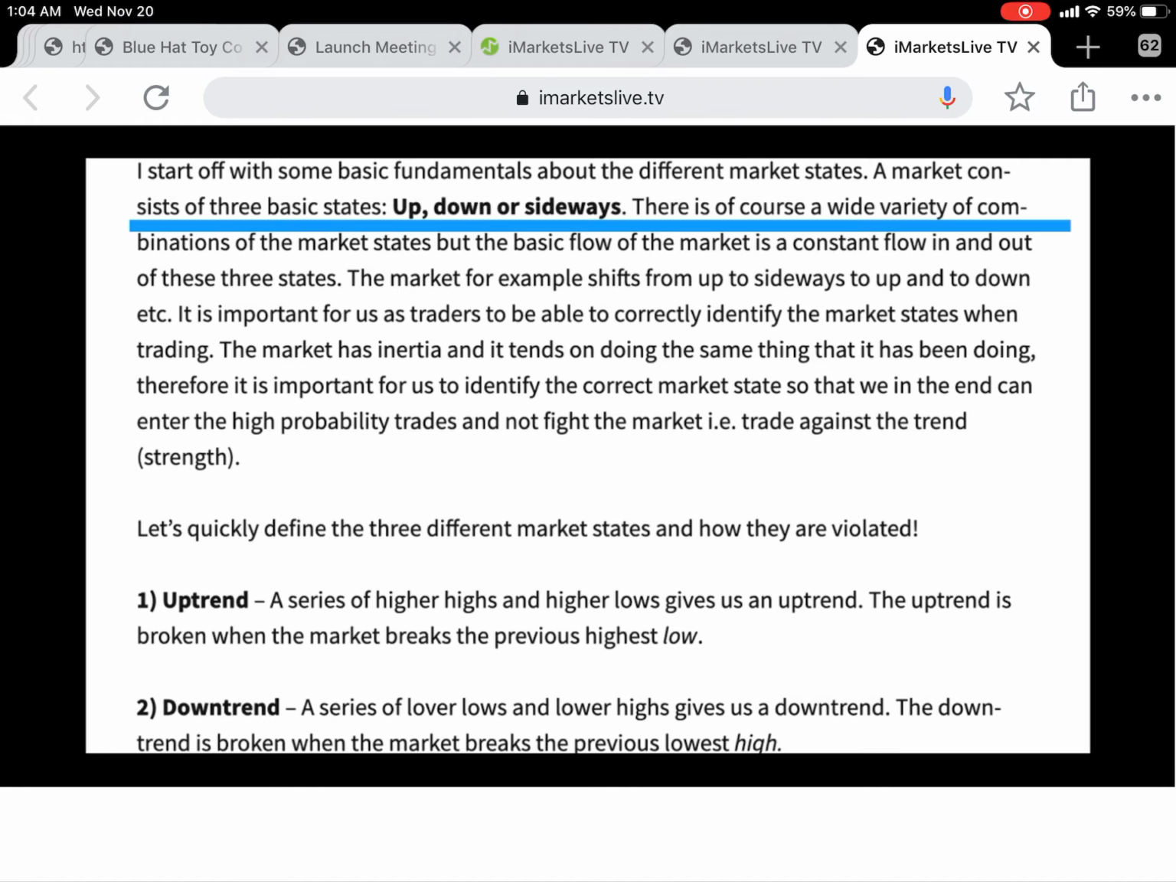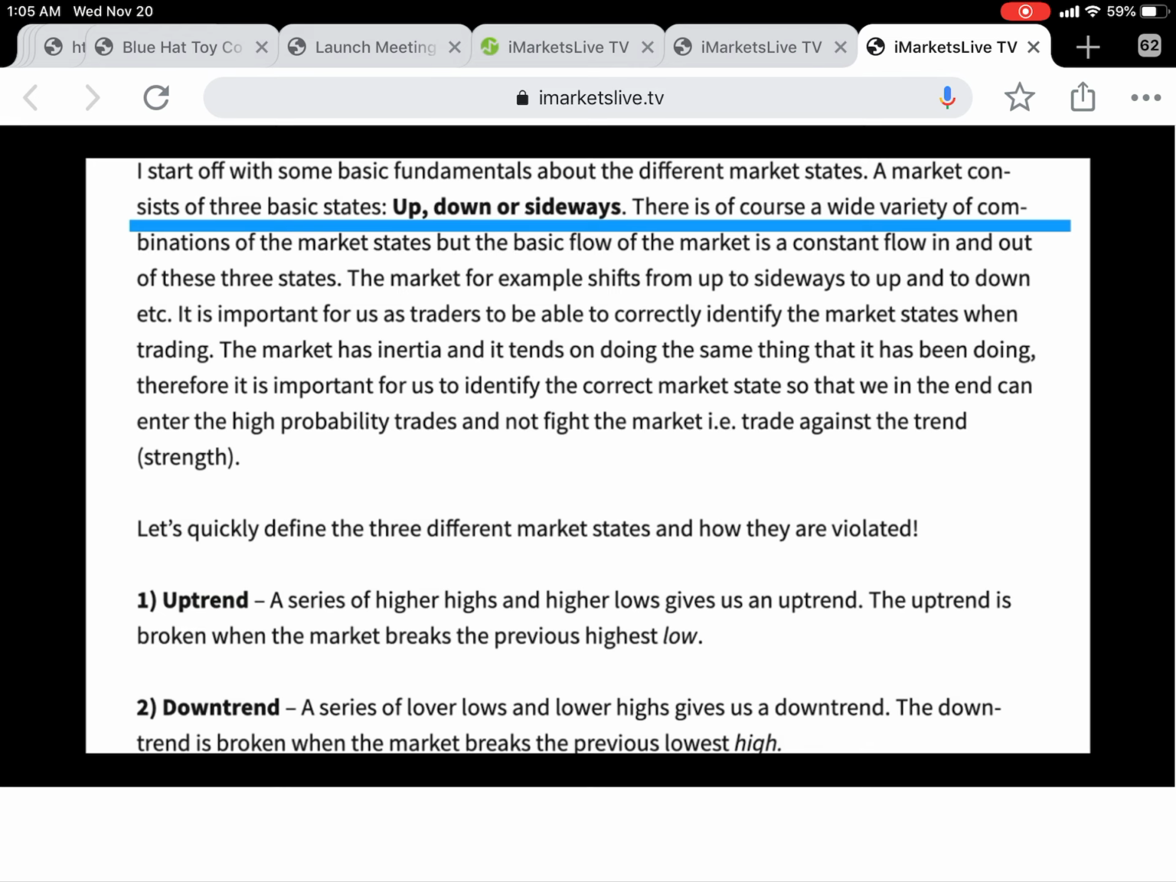Now, in an uptrend, write this one down. A series of higher highs and higher lows gives us an uptrend. The uptrend is broken when the market breaks the previous highest low. I'll repeat that again. An uptrend is a series of higher highs. The market pushes up, pulls back. The market makes a new high and pulls back.